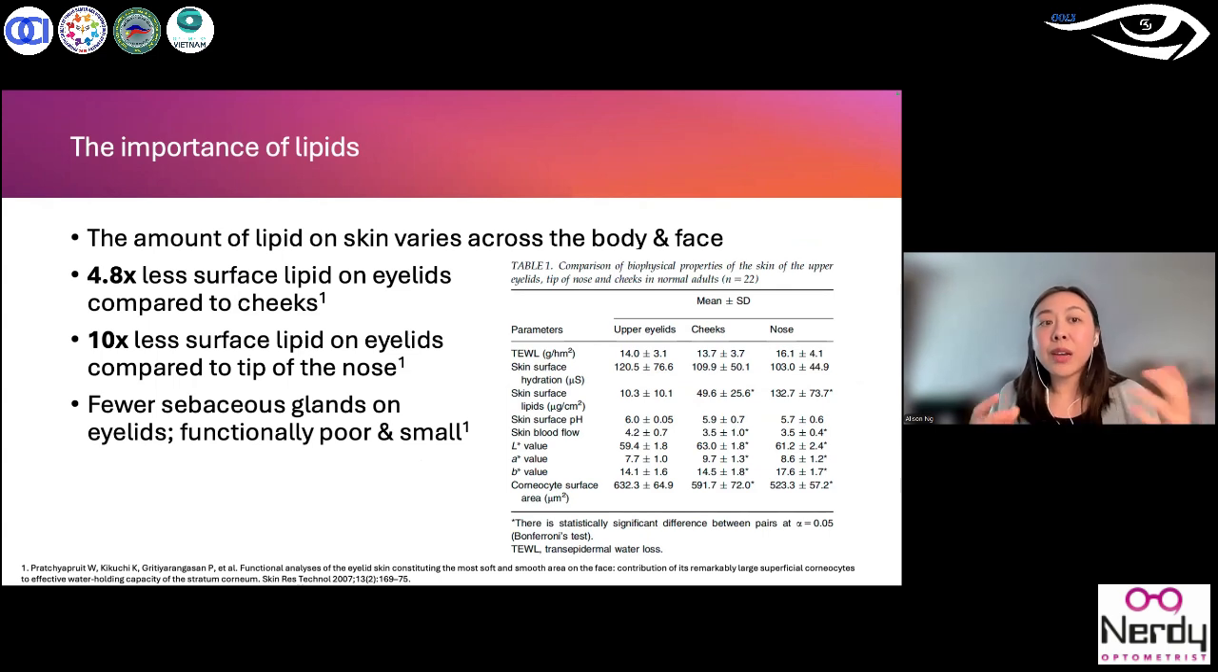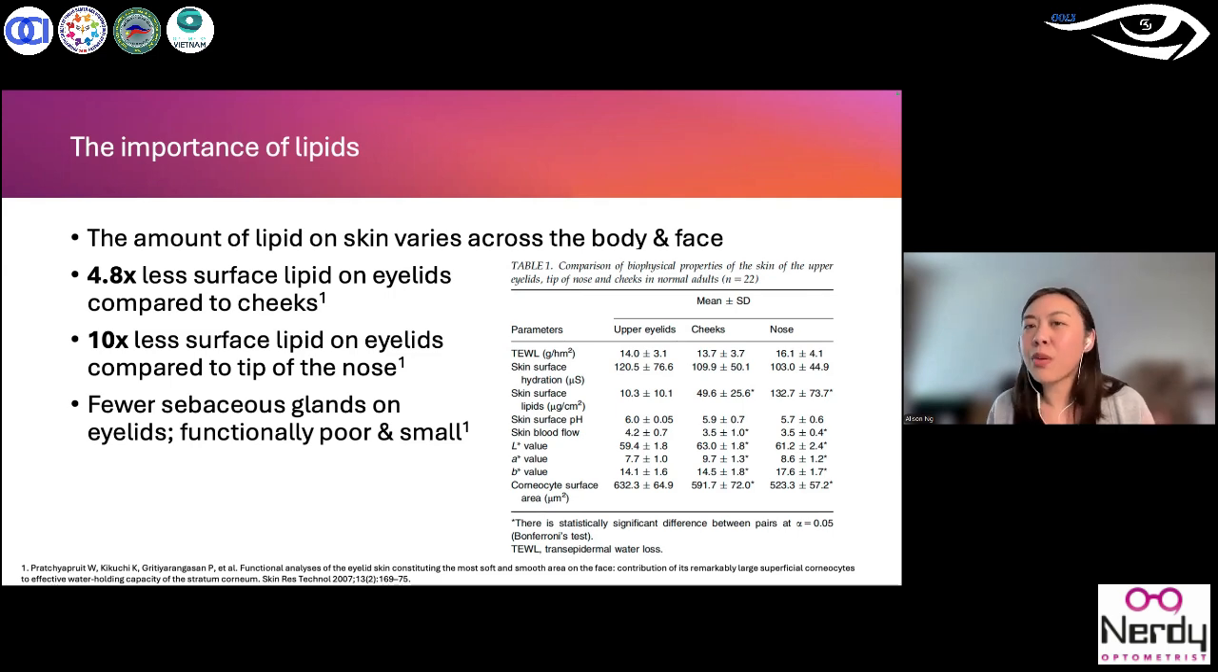So we get a variation of lipid across the body, in the amount of lipid we see on the surface of the skin, but we also get regional variations across the face as well. On the eyelids themselves, if you compare it in healthy individuals, the amount of lipid on the eyelids compared to the cheek, there's almost 5 times less surface lipid on the eyelids, and if we compare it to the tip of the nose, there's 10 times less surface lipid.